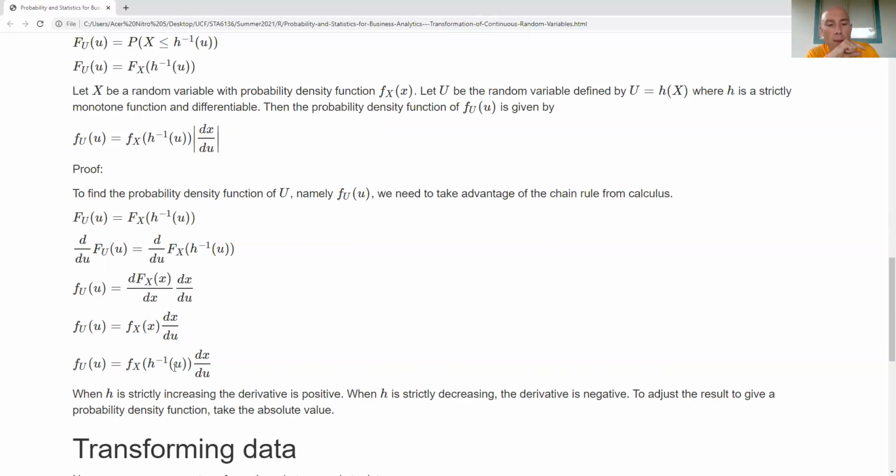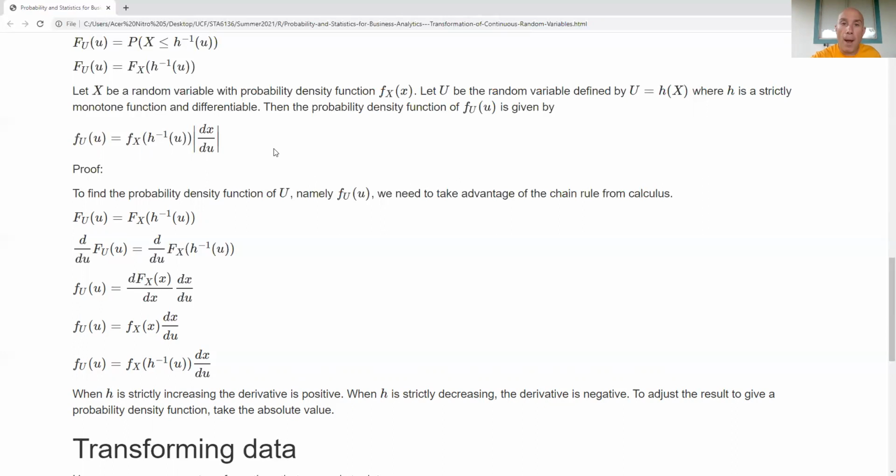Now, when working with this, if h is strictly increasing, then this derivative is going to be a positive number. No problem. Now, what if h is strictly decreasing? Well, this derivative here of x with respect to u will be negative. But that doesn't really make sense for the purpose of integration and probabilities. So I'm going to go ahead and make it positive with an absolute value. And just to make the formula a little bit cleaner, we're going to put an absolute value bar on this. That way I don't have to think about, is it positive or negative? Is it increasing or decreasing?